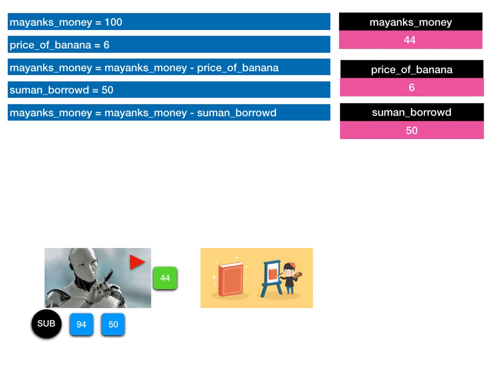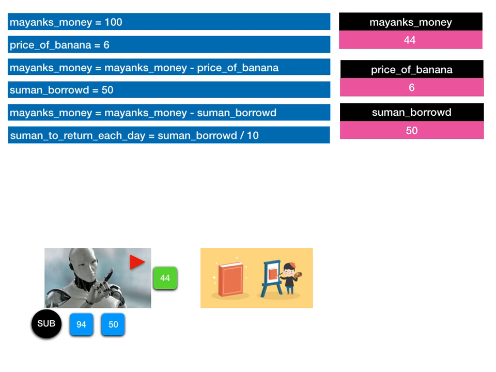Okay. Now next thing is we need to return for each day. Suman has to return some amount, so let's calculate how much that amount is. Suman has to return each day how much he borrowed divided by 10. Let's once again see that, because there are calculations involved, and that's where the role of this computer or this processor comes in.